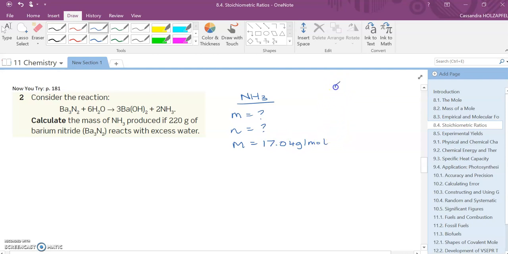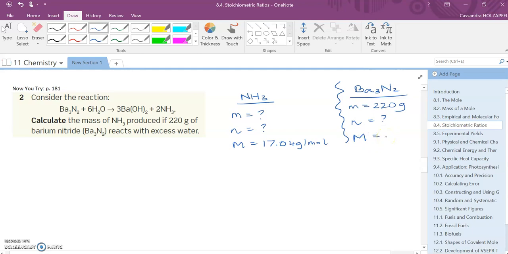All right, let's see if we can do something similar now with the other compound. So 220 grams of barium nitride. So we've got Ba3N2. Now we know that we've got 220 grams of this. We don't know how many moles we have yet, so that's what we need to rearrange and work out. And we can work out the molar mass.